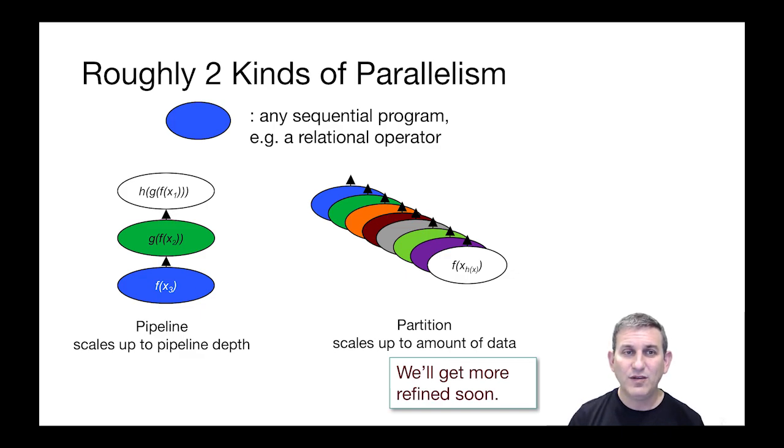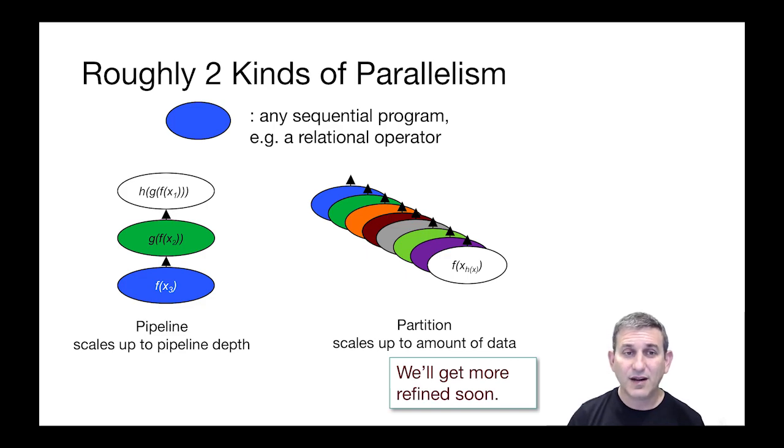And above that, there's a white oval, which is running function h on the results of g from the last step, which is g of f of x1. So all three of these are running in parallel on three different x's in a pipeline fashion. So that's pipeline parallelism. On the right-hand side, we've got what we call partition parallelism, where we take x and we run a hash function on it. So each item of x goes to a different machine, and then each one of these machines runs f of x at the same time. So on the right-hand side, we're parallelizing f. On the left-hand side, we're doing pipeline parallelism.